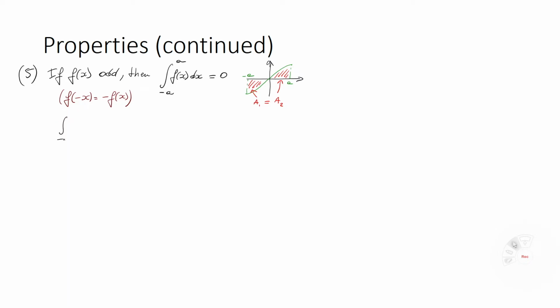And we know that the integral from minus a to a, if we write it out in terms of areas, is negative area 1 plus area 2. But now since they're the same, that's negative area 1 plus area 1, so that is 0.